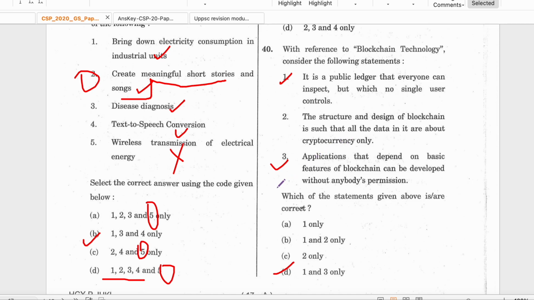चलो अब देखते हैं question number 40. With reference to blockchain technology, consider the following statements. It is a public ledger that everyone can inspect but which no single user controls. First statement: the structure and design of blockchain is such that all the data in it are about cryptocurrency only. Such a big technology, and this statement is marginalizing it to cryptocurrency. Second: applications that depend on basic features of blockchain can be developed without anybody's permission.